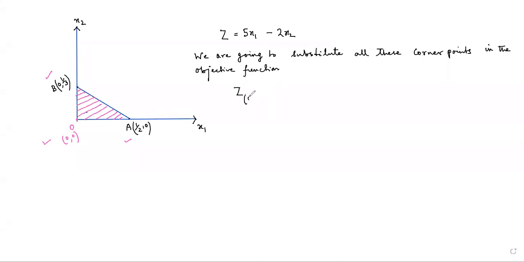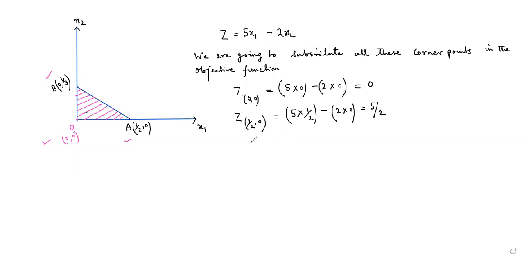So if I substitute 0, 0, obviously the value of the function will be 5 into 0 minus 2 into 0, and it is 0. If I substitute half comma 0, we will get 5 into half minus 2 into 0, that is 5 by 2. And if I substitute the third one, we will get 5 into 0 minus 2 into 1/3. So the answer is minus 2/3.